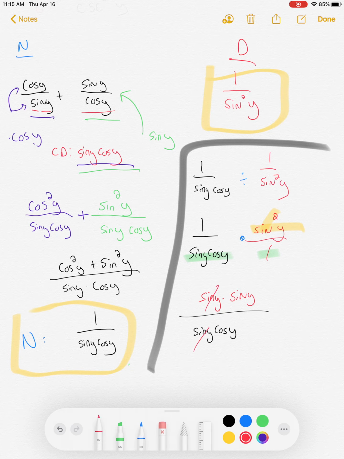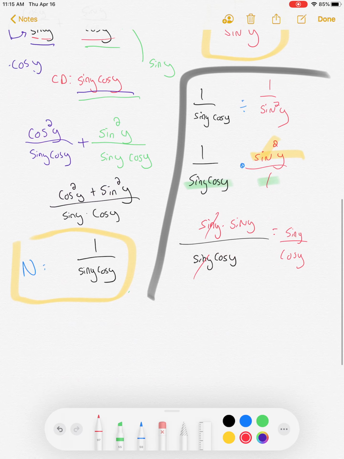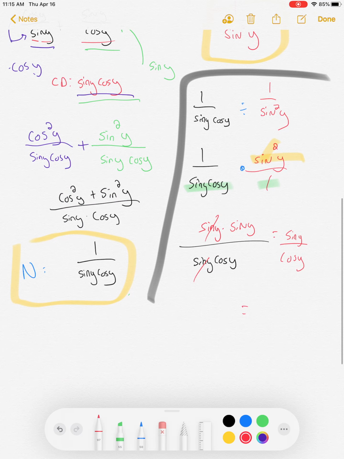Now what cancels out? Well, I have a sine on top. I have a sine on bottom. Those cancel. I'm left with sine of y over cosine of y. Now, if you look at your trig identity sheet, sine over cosine just reduces down to the tangent of y. That should be your final answer.